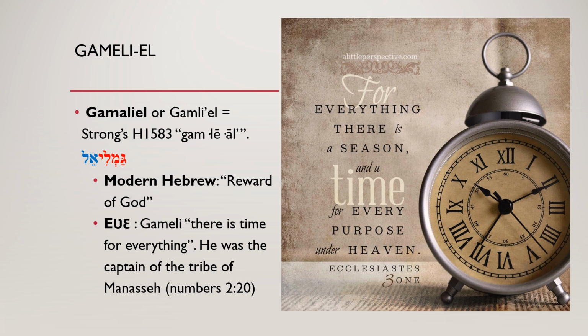A time to get and a time to lose, a time to keep and a time to cast away, a time to rend and a time to sow, a time to keep silence and a time to speak, a time to love and a time to hate, a time of war and a time of peace. What profit hath he that worketh in that wherein he laboureth? I have seen the travail which God hath given to the sons of men to be exercised in it. He hath made everything beautiful in his time. Gamaliel means everything has its time in God's own time, or God's time is best.